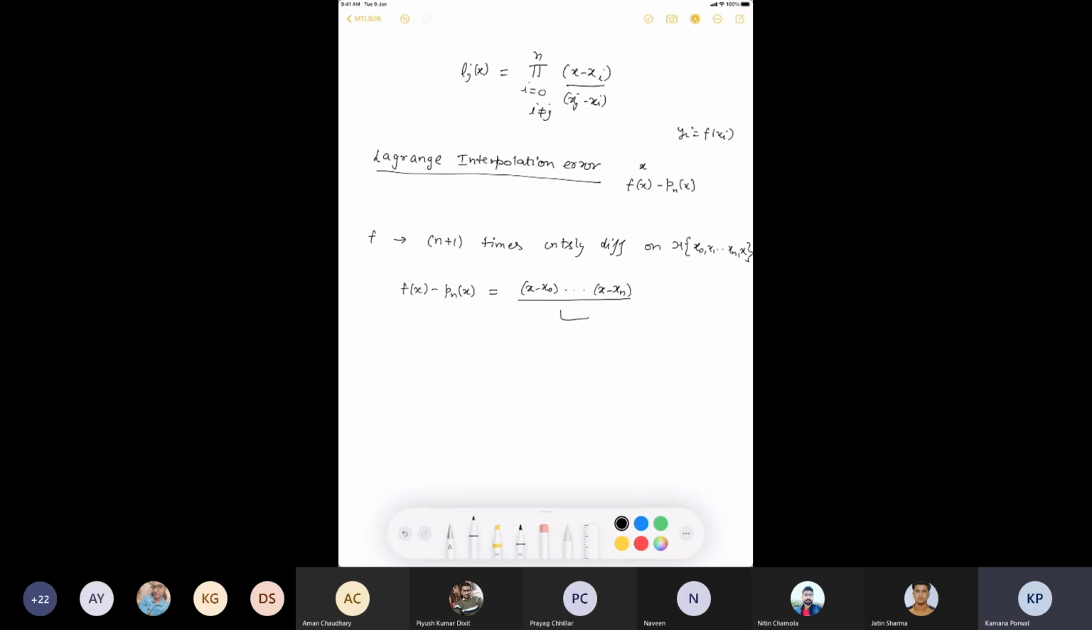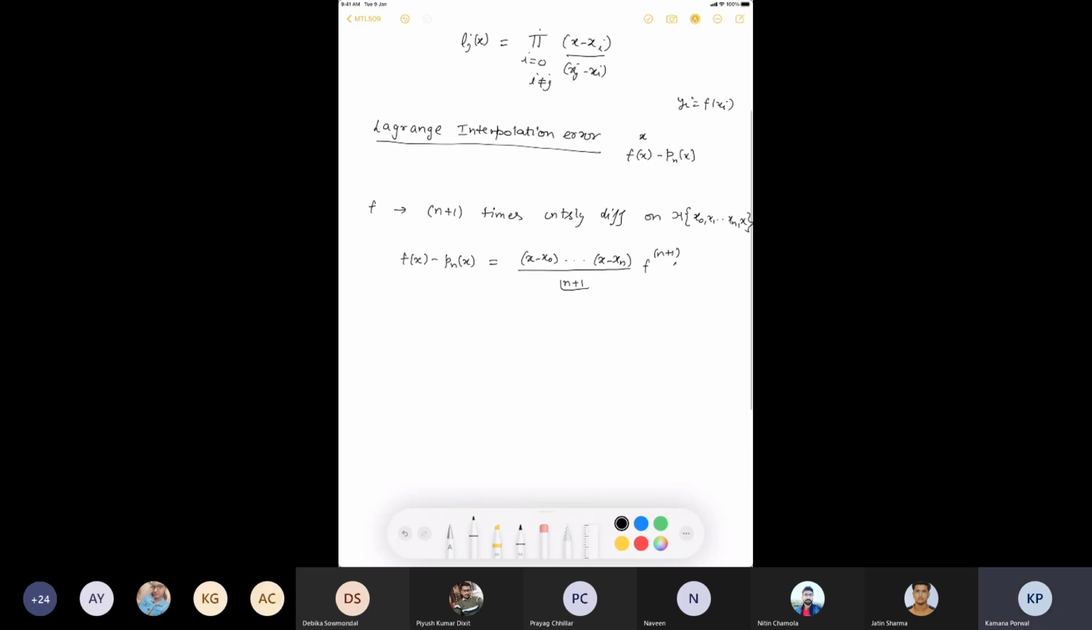this factor divided by factorial n plus 1, into f^(n+1)(xi). Yes, where xi lies between. So xi is any point in this interval. If we call this I, so xi lies in this interval I.